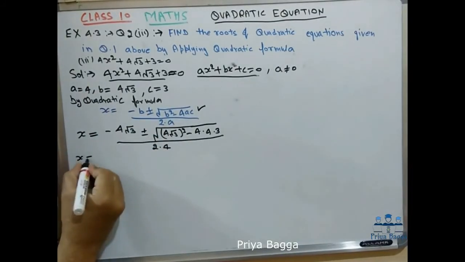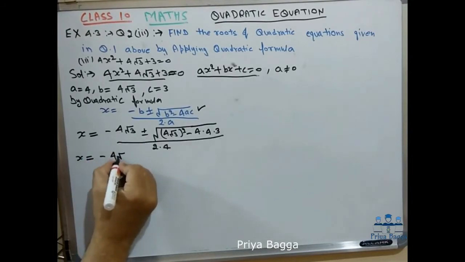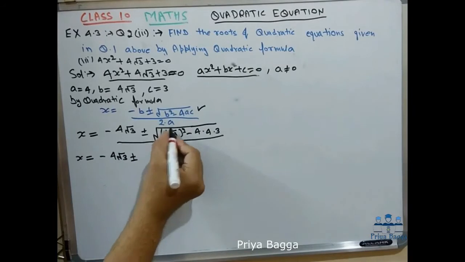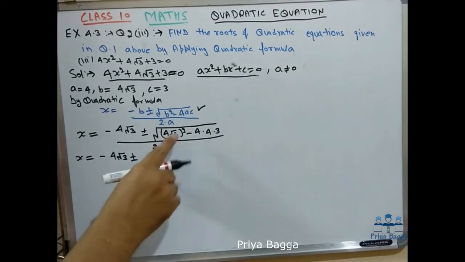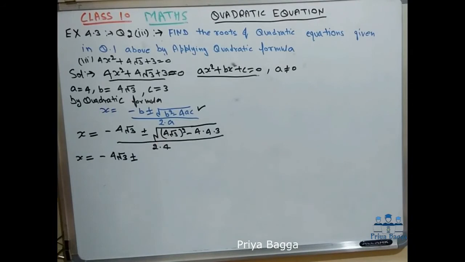So from here x is equal to minus 4 square root of 3 plus minus square root of 4 square root 3 squared, 4 square is 16, square root of 3 squared will be 3, so 16 into 3 will be 48.